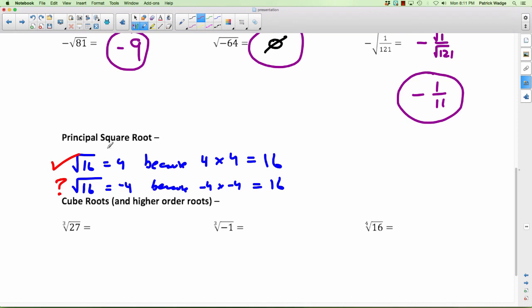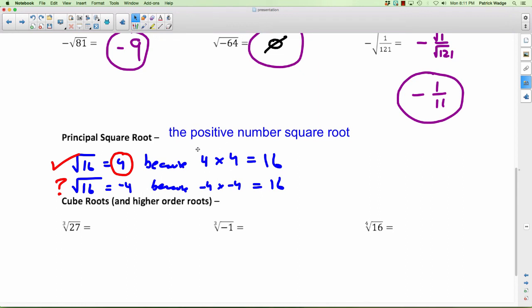So we have something called the principal square root. And the principal square root is the positive square root. So this answer here, this positive 4, is the principal square root. This negative 4 is not the principal square root. And by convention, just by agreement, it's agreed that if you're asking for the square root of something, you only give the positive answer. You only give the positive one.